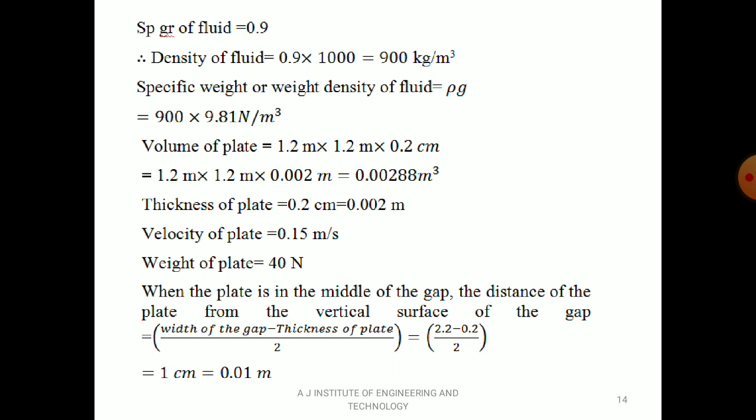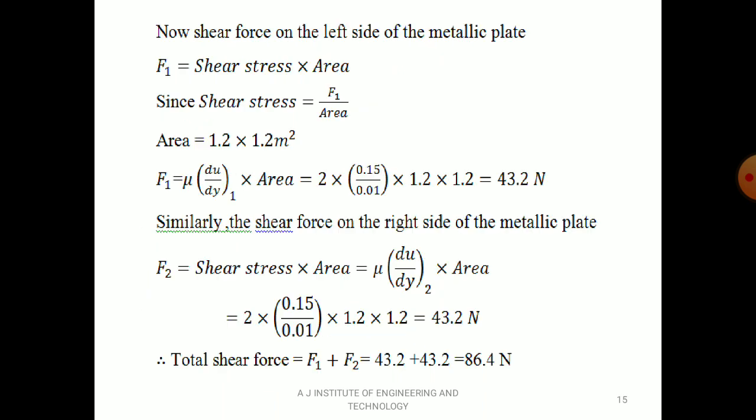So you have to remember that formula: width of the gap minus thickness of the plate divided by 2. Otherwise you can calculate that by using a diagram. It is a vertical plate, you have to remember, it is not horizontal. In the previous problem I used a horizontal plate. Here it is a vertical plate, at the center. So now the shear force on the left side of the metallic plate. There are two shear forces, one on the left side and the other on the right side. In the previous problem it was on the upper side and lower side. Here, left side and right side.